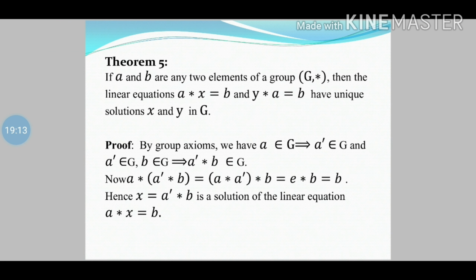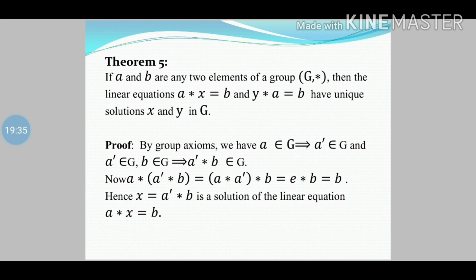Theorem 5. If a and b are any two elements of a group (G, *), then the linear equations a * x = b and y * a = b have unique solutions x and y in G. So first we want to show that there exists a solution, and secondly that the solution must be unique.